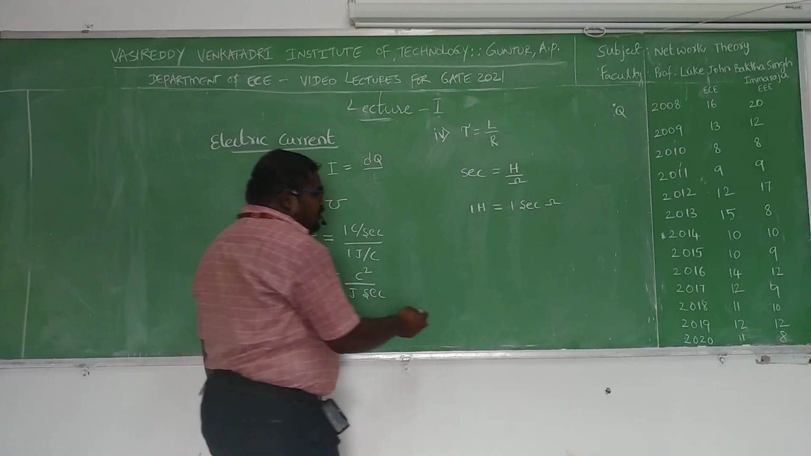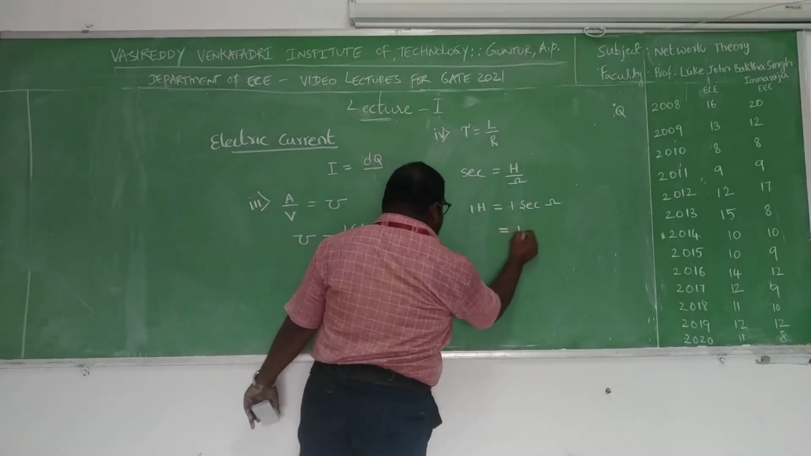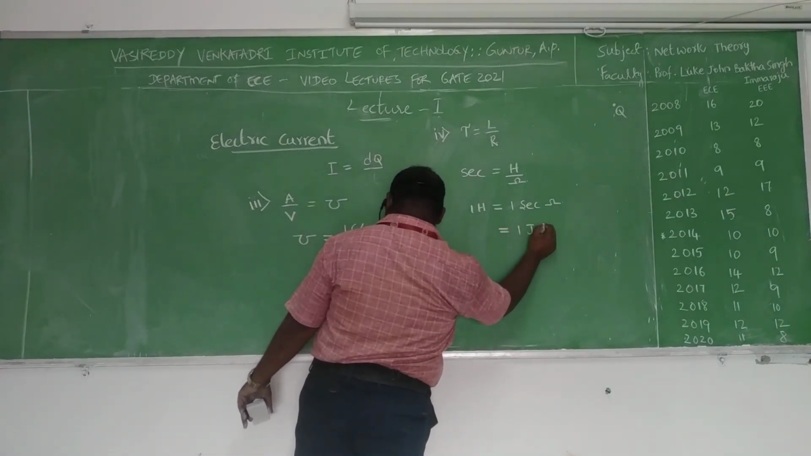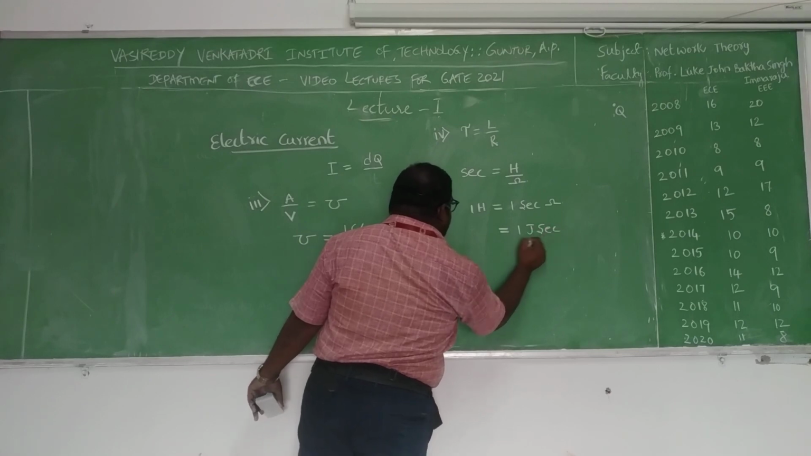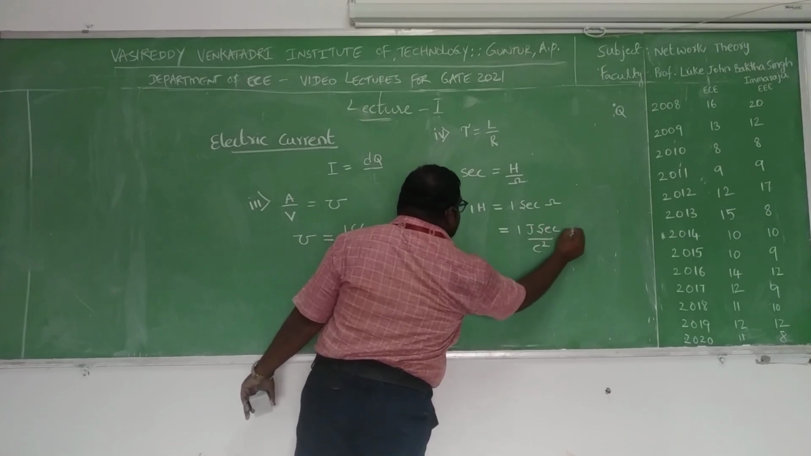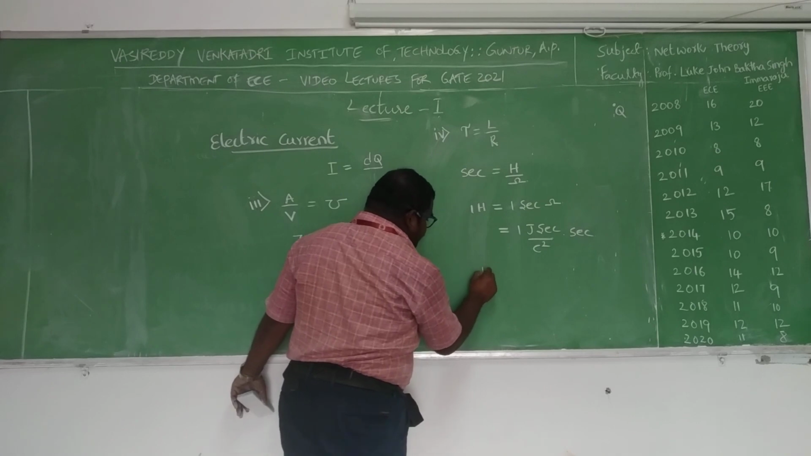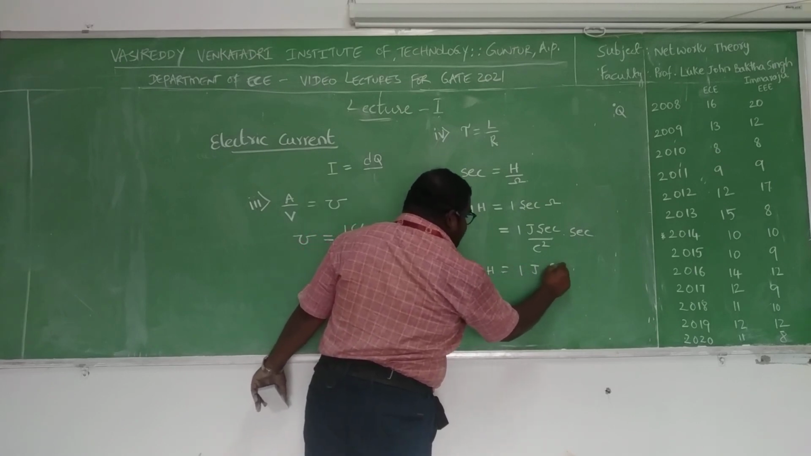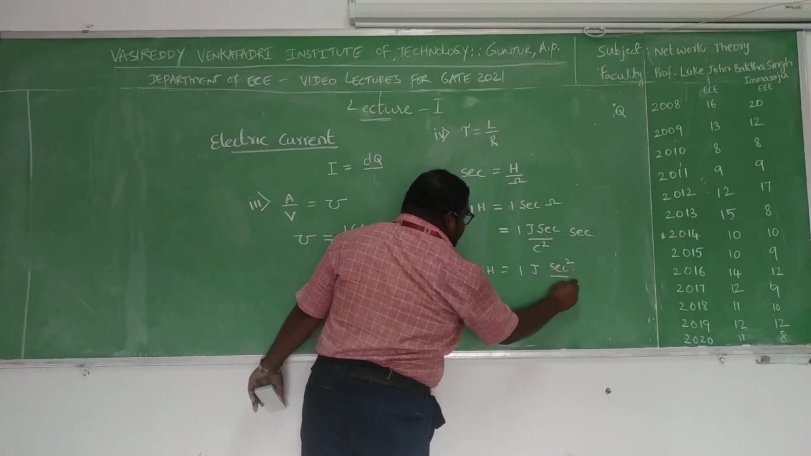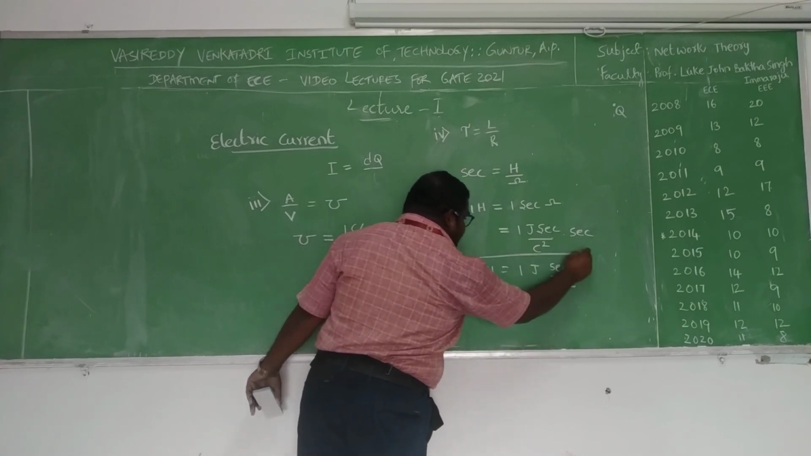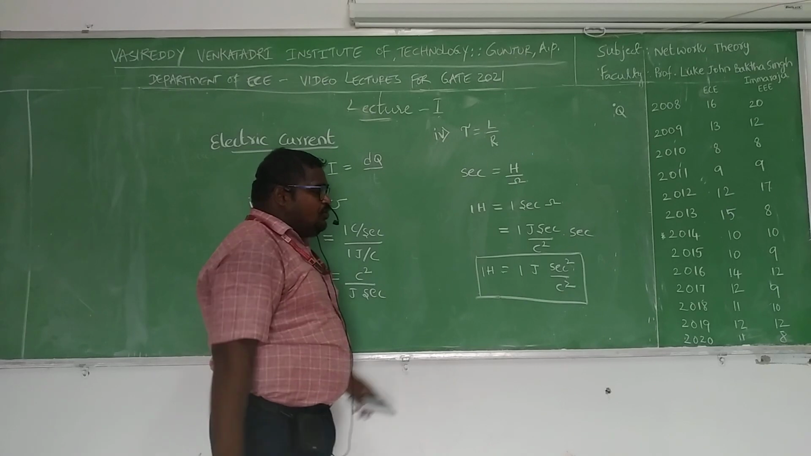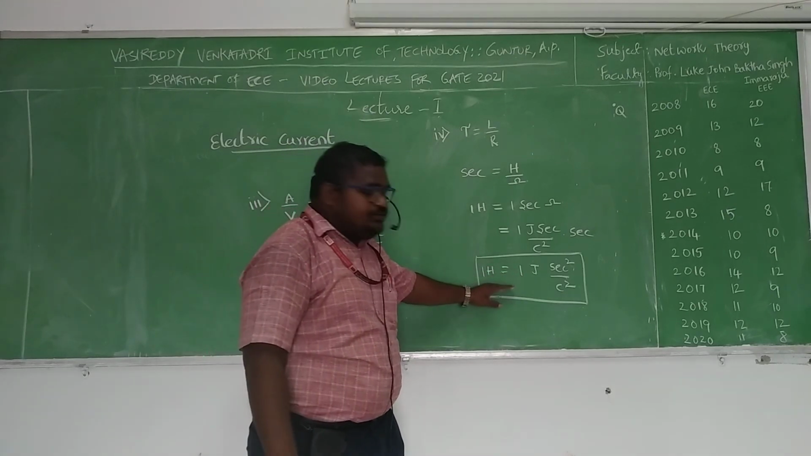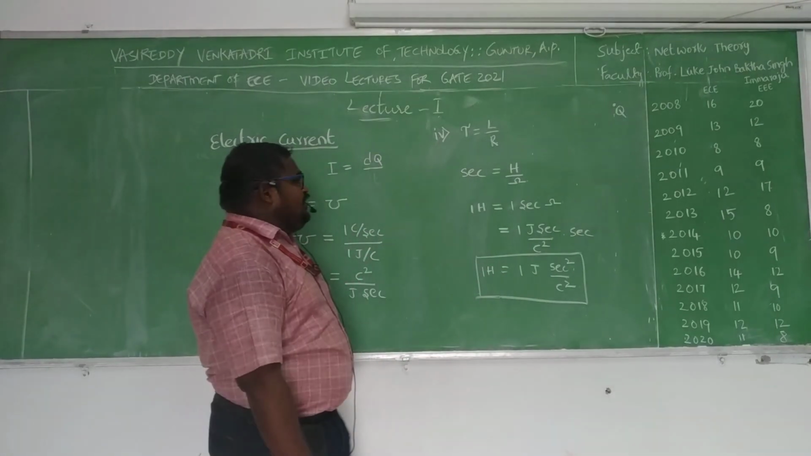Now what is ohm? Ohm is equal to 1 joule second per coulomb square. So hence 1 henry is equal to 1 joule second square per coulomb square. This is important: 1 joule second square per coulomb square is equal to 1 henry.